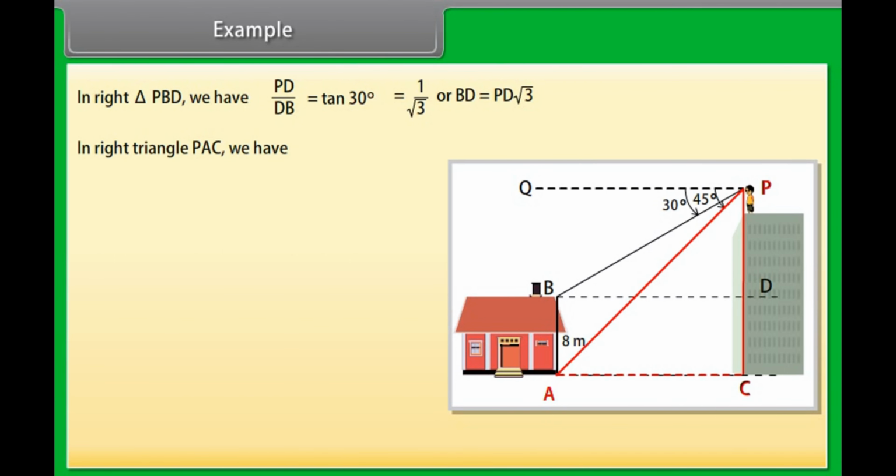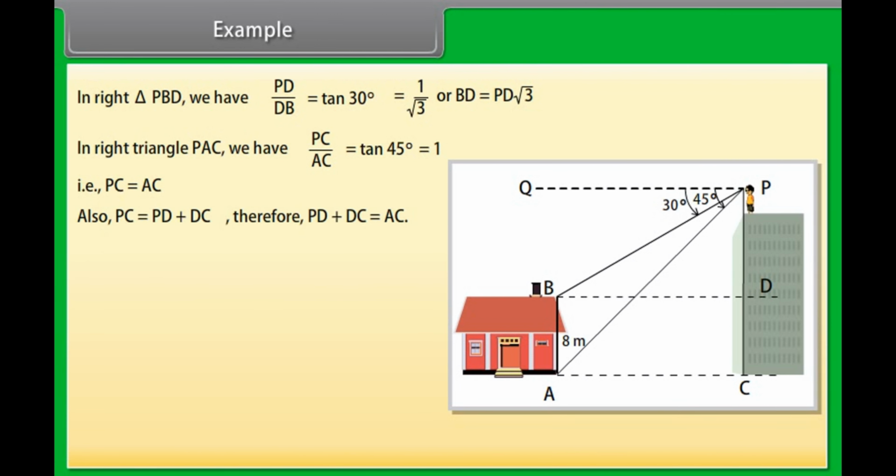In right triangle PAC, we have PC upon AC equals tan 45 degree is equal to 1. That is, PC is equal to AC. Also, PC equals PD plus DC. Therefore, PD plus DC is equal to AC. Since AC is equal to BD and DC is equal to AB, which equals 8 meter, we get PD plus 8, which is equal to BD, which equals PD square root 3.